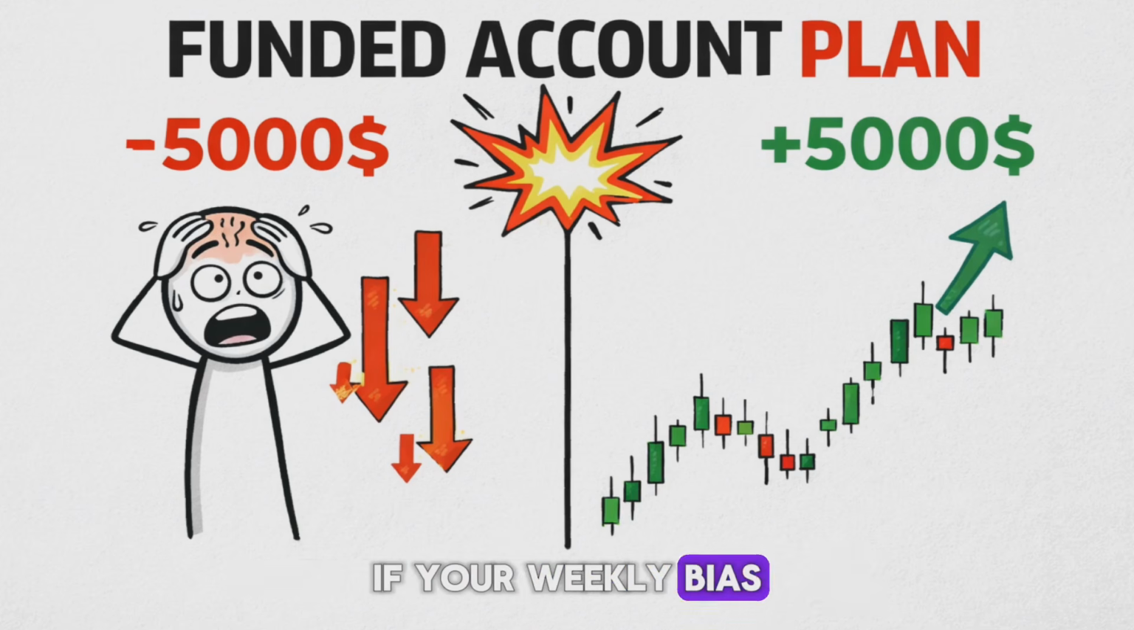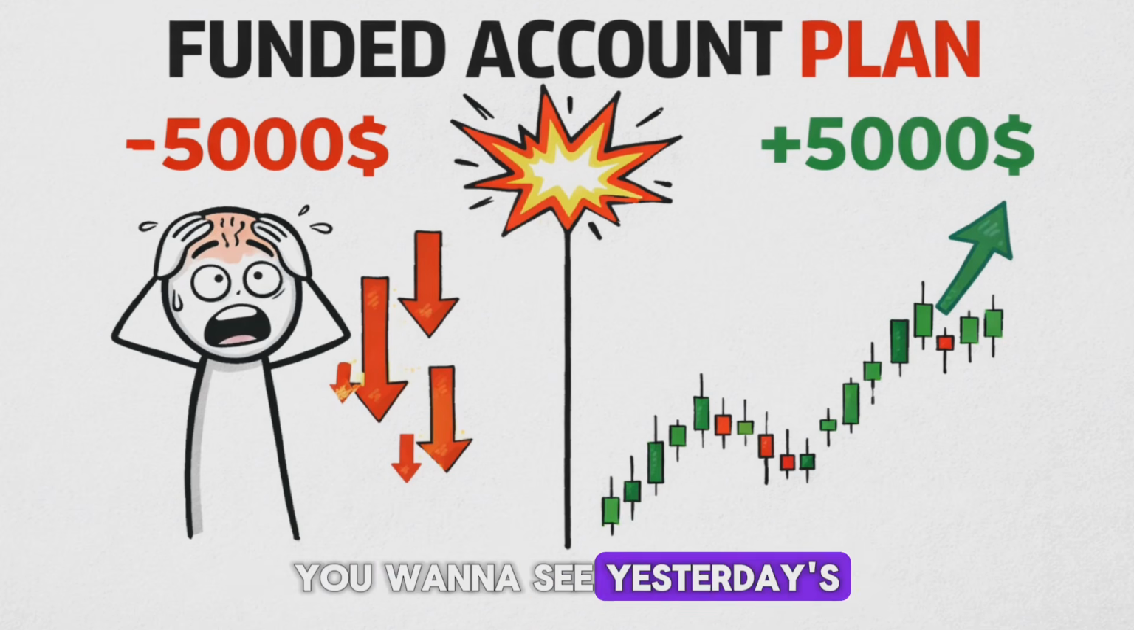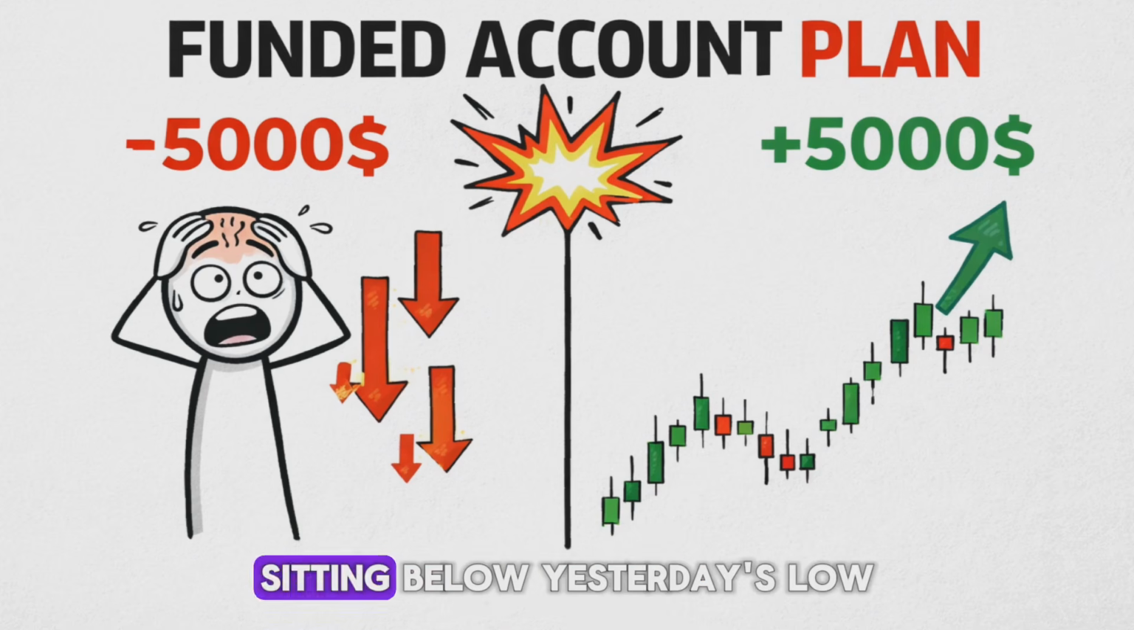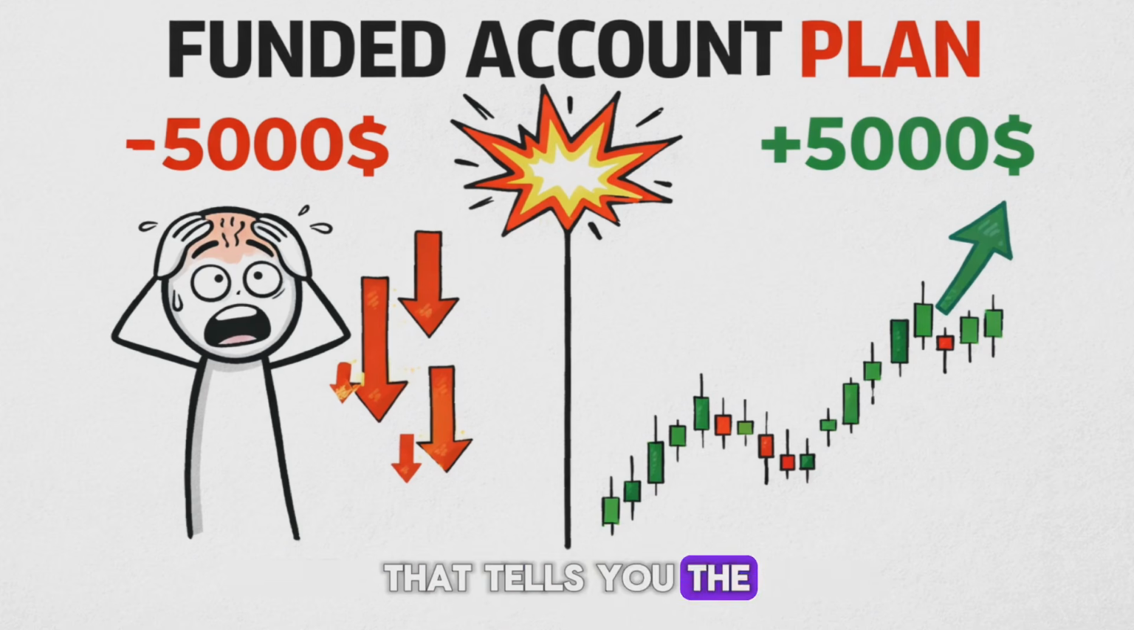If your weekly bias is bearish, you want to see yesterday's candle close up. That sets the trap perfectly. And you want to see the current price at 2 a.m. sitting below yesterday's low. That tells you the market has already broken down. The move is already in motion. Now you wait for the setup inside the structure.